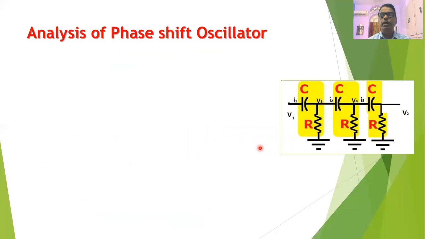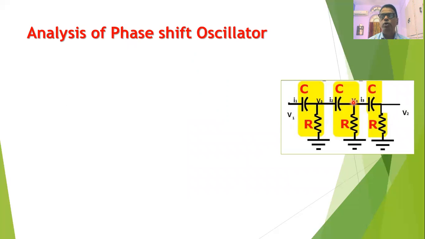Now we can easily obtain the expression for the frequency of oscillation and the condition for oscillation. Suppose we go for the analysis of the phase shift oscillator. While doing the analysis, we will consider only the ladder network. Suppose there are 3 capacitors and 3 resistors connected as shown in this diagram. Suppose V1 is the input to the ladder network, V2 is the output of the ladder network.